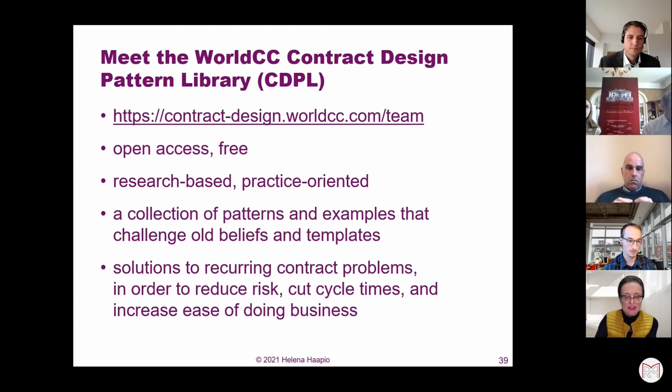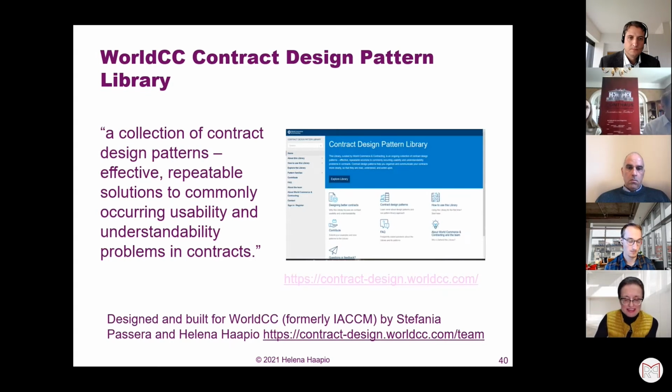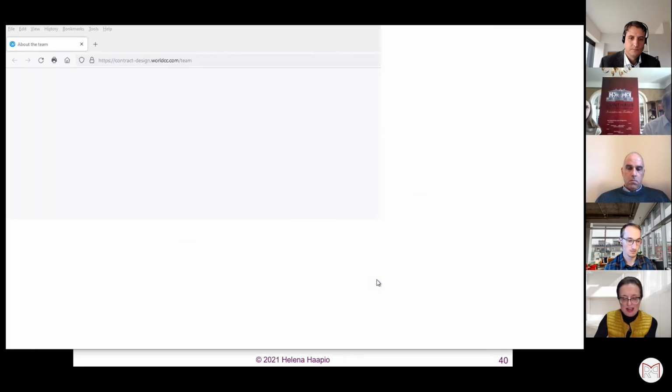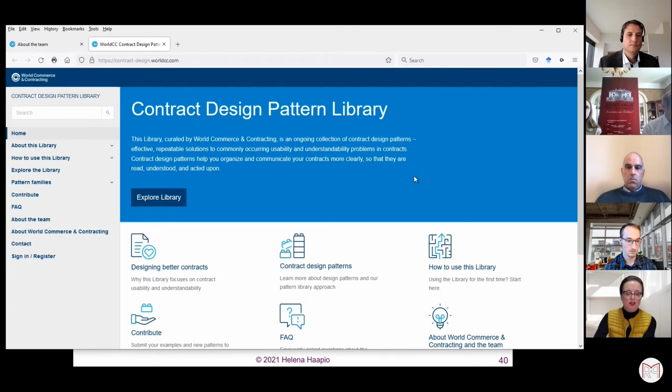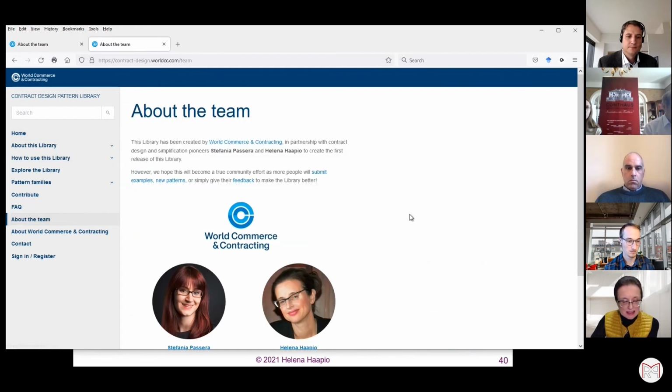This is the contract design pattern library that I'm gonna take you to, and a very quick demo on how you can use contract design patterns to avoid understandability problems in contracts. This is the first page. So if you go to the pattern library, I hope you can see my screen still. So the pattern library is made by Stefania and myself for the World CC.